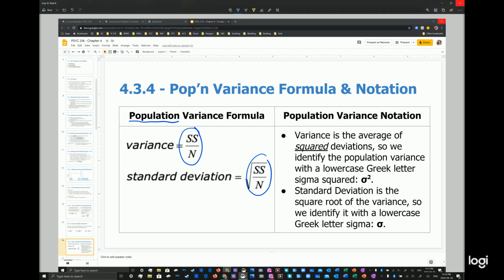So notation is important. Make sure you know whether you're dealing with population or sample, which is why in the first chapter we really help make sure you differentiate between population and sample. Here though, notice again with population and parameters, population data, we use Greek letters. For variance, we use sigma squared, lowercase sigma. And for standard deviation, we use sigma, the lowercase Greek letter sigma.